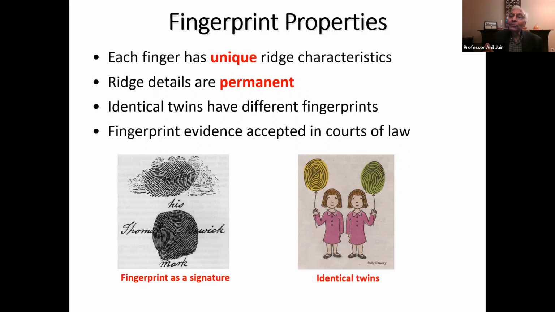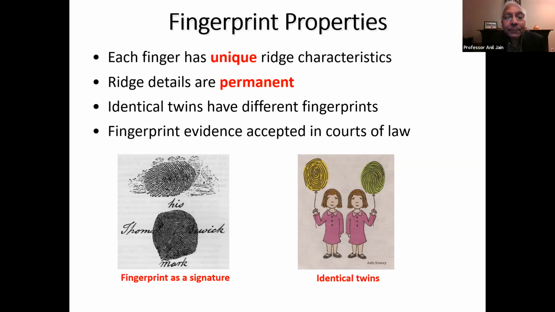But you have to go through the procedure of providing your thumbprint on the title of the property to be considered valid. Next slide. And most importantly, fingerprint evidence is accepted in courts of law. So that means if you make an arrest and the forensic expert says, yes, the fingerprint left at the crime scene matches a suspect's fingerprints in the database, that means it's the same person.